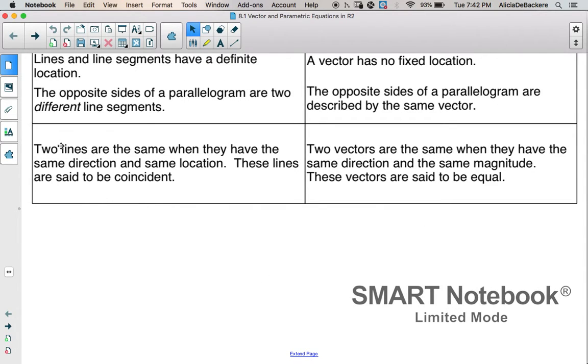And then the last thing here, 2 lines are the same when they have the same direction and the same location. These lines are said to be coincident. 2 vectors are the same when they have the same direction and the same magnitude. So they don't have to have the same location or position, and these vectors are said to be equal.